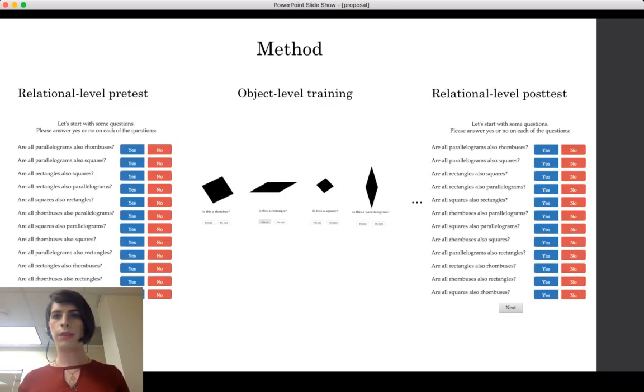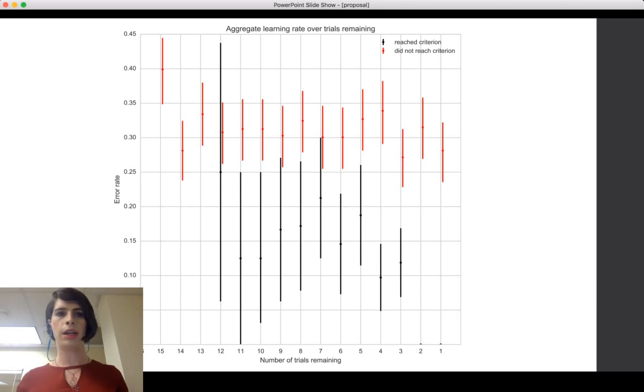So here are the results for the learning rate. So this is how the subjects learned across trials. This is the average rate of error for subjects grouped by the number of trials remaining. I also divided them by whether or not they reached criterion. Those who did not are in red here, and those who did are in black. So critically, both groups actually showed significant progress as the trials went on. So the slopes of the regression for each group are non-zero.